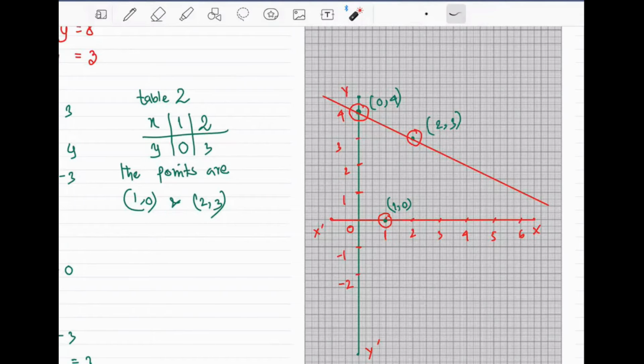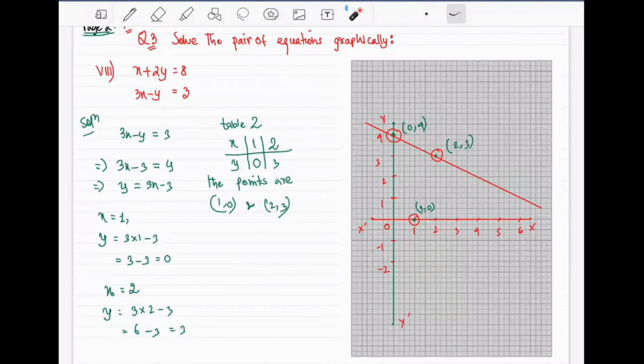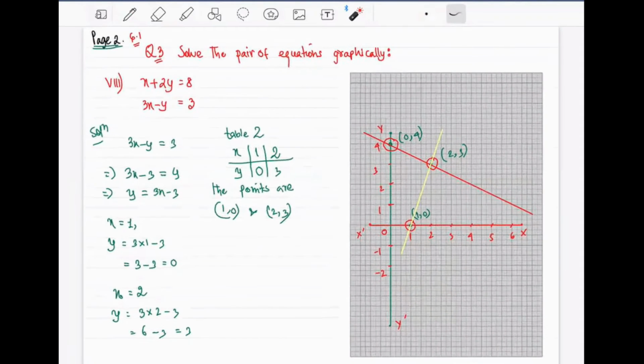So in order to draw the graph for 3x - y = 3, you just need to join these 2 points, this point and this point. Let me draw with a different color here. Let's draw yellow. Sorry, it's not actually touching the 2 points. This yellow line is the graph of 3x - y = 3. If we want to find the solution of these two equations, we are concerned about the point which is in both graphs.